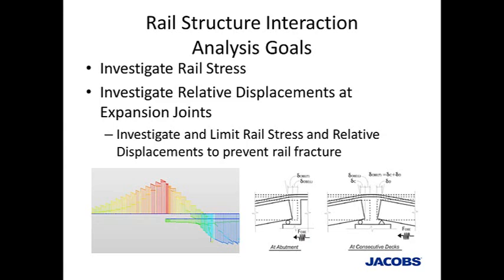So by analyzing rail stress and measuring relative deflection, we don't actually need to analyze a rail break scenario because we're in effect preventing that from happening.